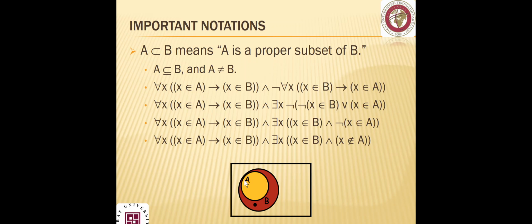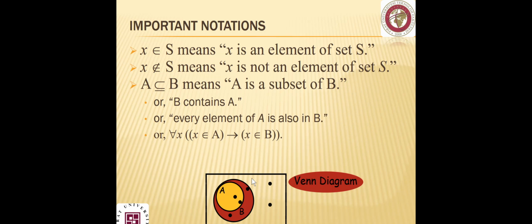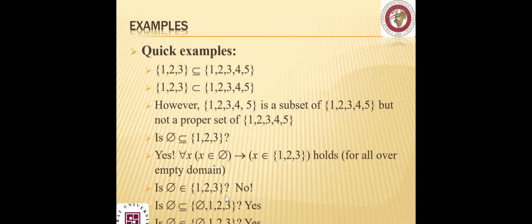All right, this is a case. This is possible. This one also is possible as a proper subset, but if they are equal, it won't be. All right, let's take a quick direct application example. If we have {1, 2, 3}, it's a subset of {1, 2, 3, 4, 5}, and it is also a proper subset of that.